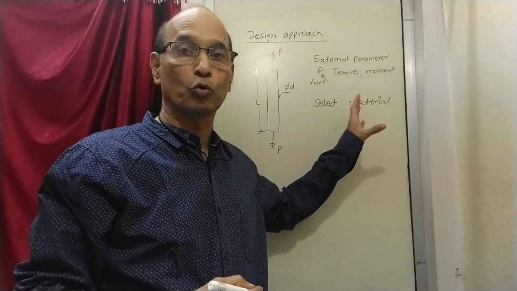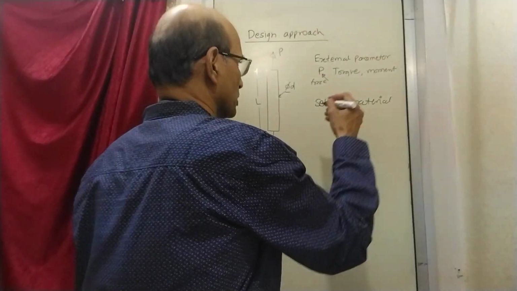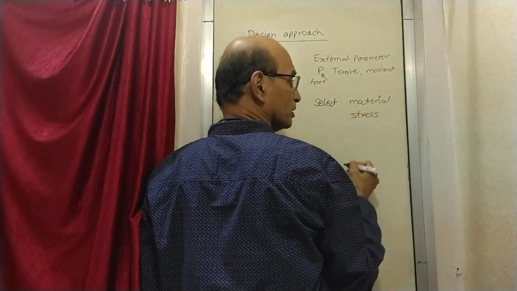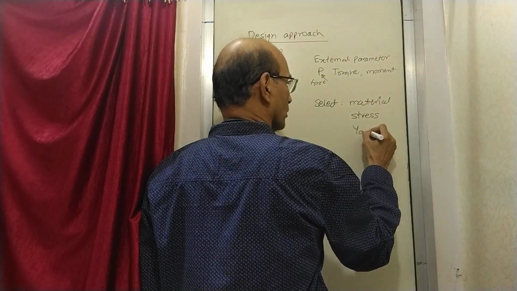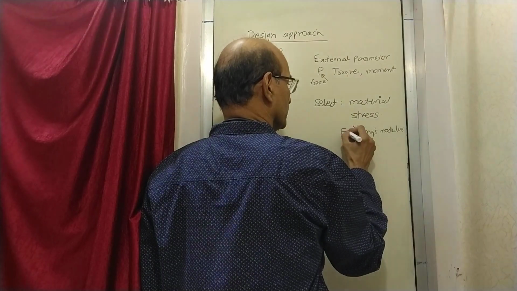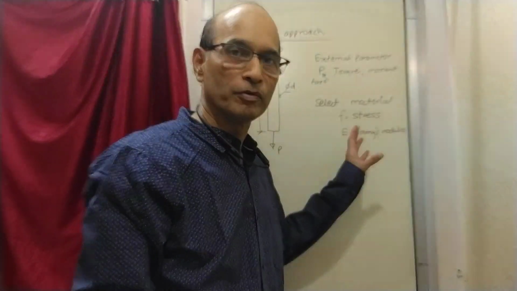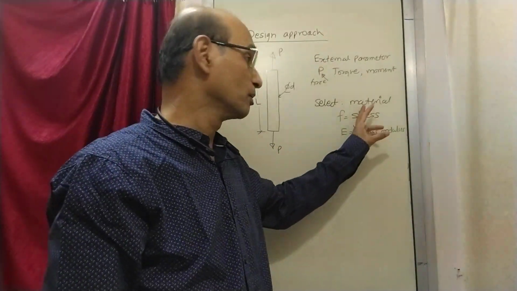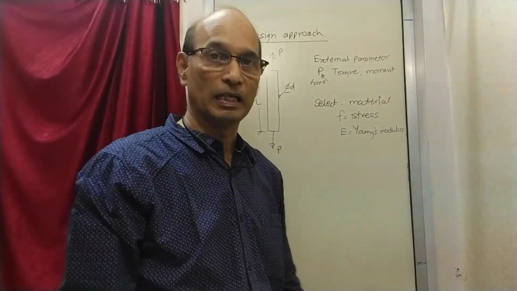The material will have its own properties. What properties of the material will we use? Say some of the properties: each material will have its own strength F, and its own E, that is Young's modulus. So once you select a material, that means you have decided that so much stress is possible, and so much Young's modulus is possible because of that particular material.